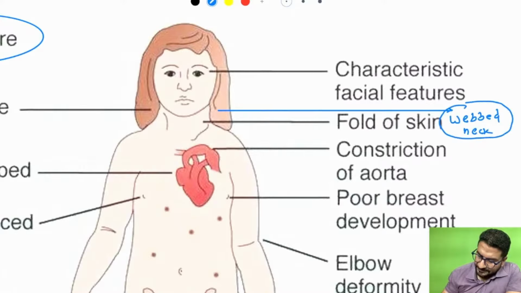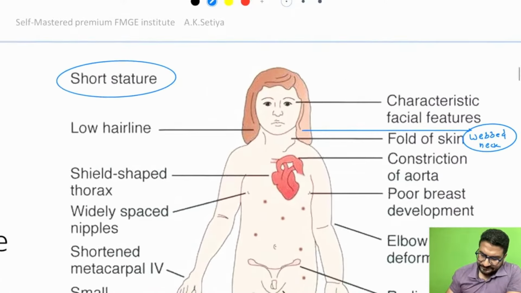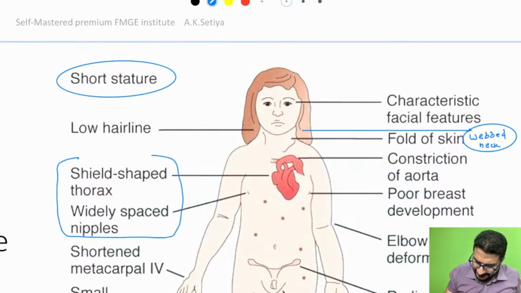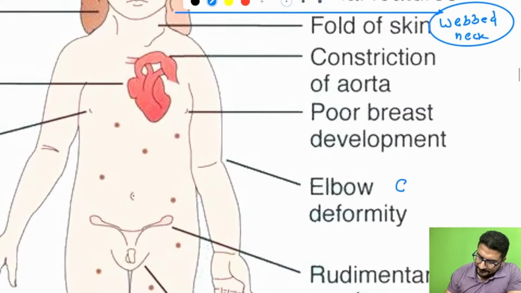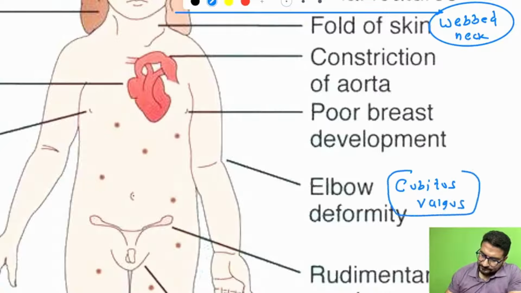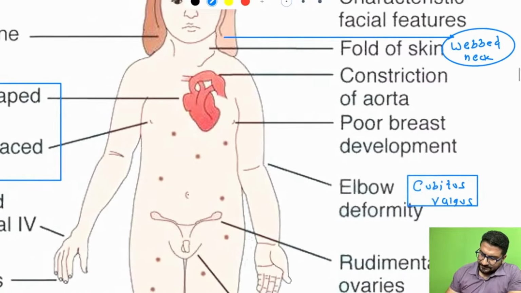Now coming to the third important thing, you will notice the patient will have a shielded chest, like a small breast, and there is a gap. जो nipples होंगे वो anterior line के पास जाएंगे. So you can see shielded chest and widely spaced nipples. Breast tissue small होगा और widely spaced nipples. Then you can notice the patient will have elbow deformity. We call this cubitus valgus. Then understand this thing.